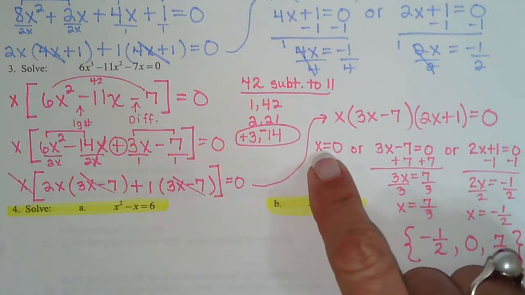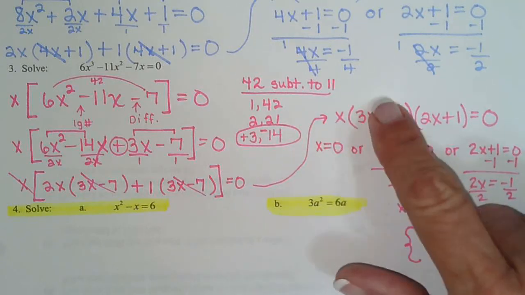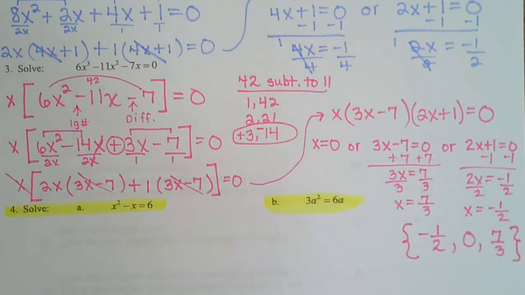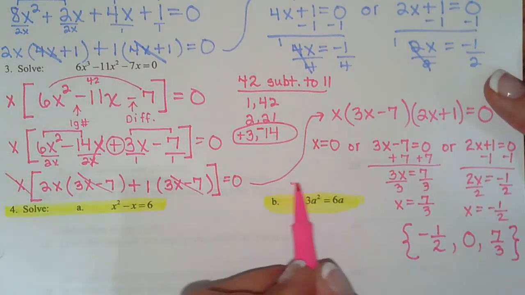Okay, so we had 3 factors, the x, the 3x minus 7, 2x plus 1, solve all 3, and that's where our 3 solutions come from.